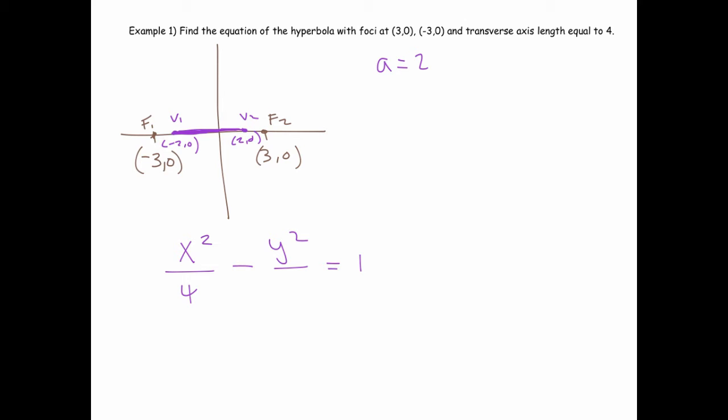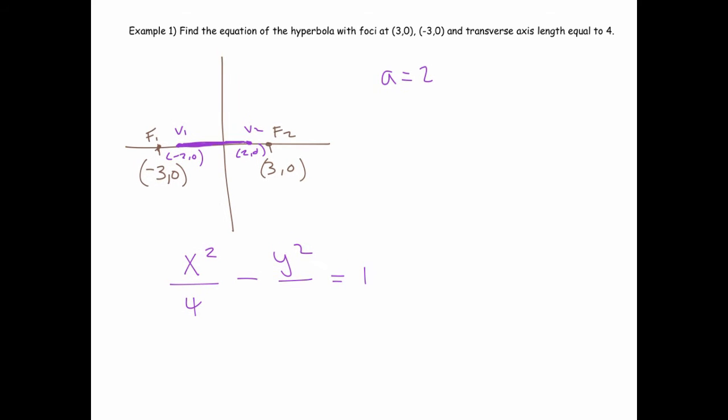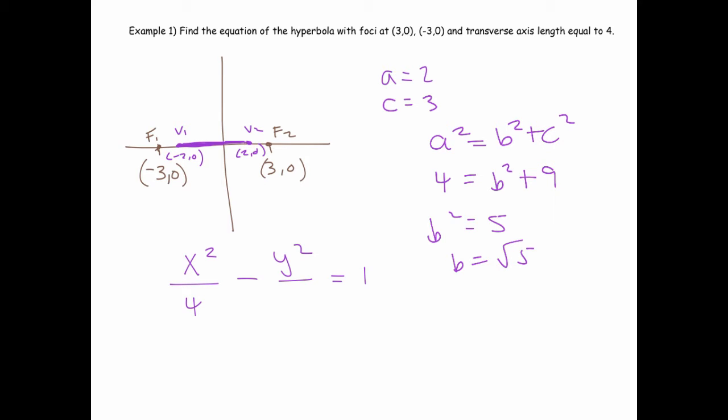Now I just have to find my b value, and that's where the identity comes into play. So I know that a squared is equal to b squared plus c squared in a hyperbola. And that means that 4 is equal to b squared plus, now c squared is 3 squared because c is the distance between the origin and either focus, so that must be 9, which means that b squared is 5, which means that b is the square root of 5. And so b squared would give us the value that should be below that y squared there.